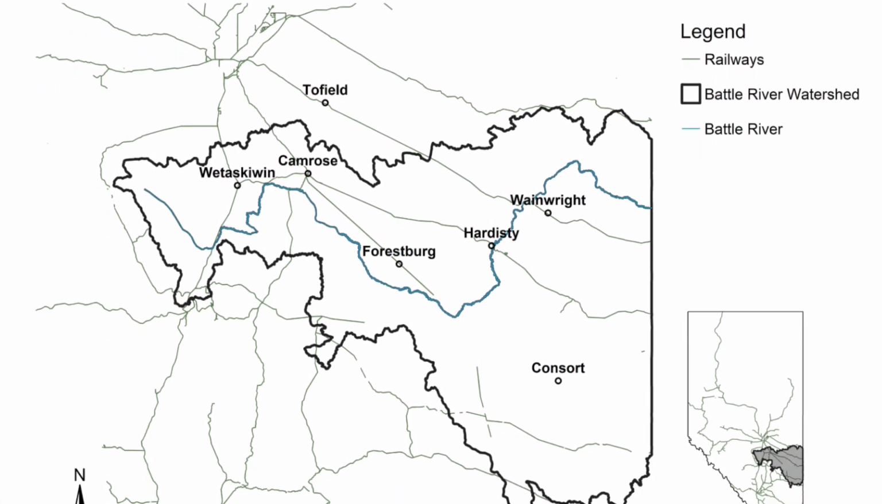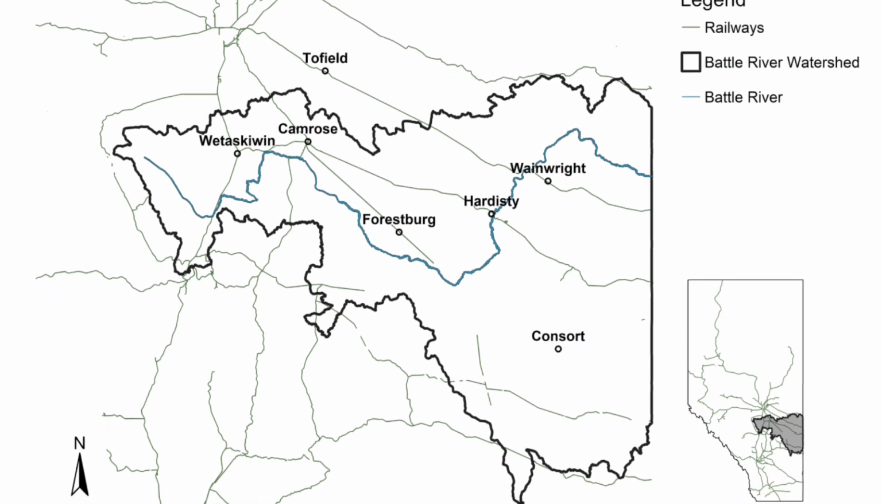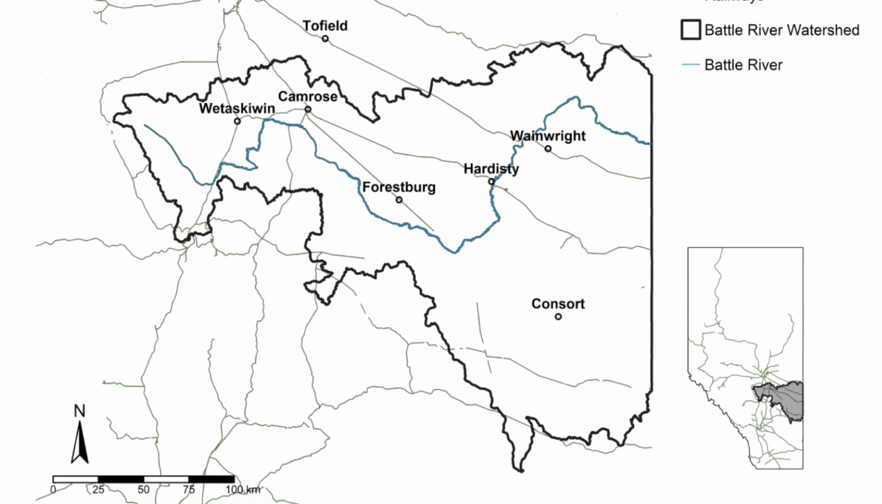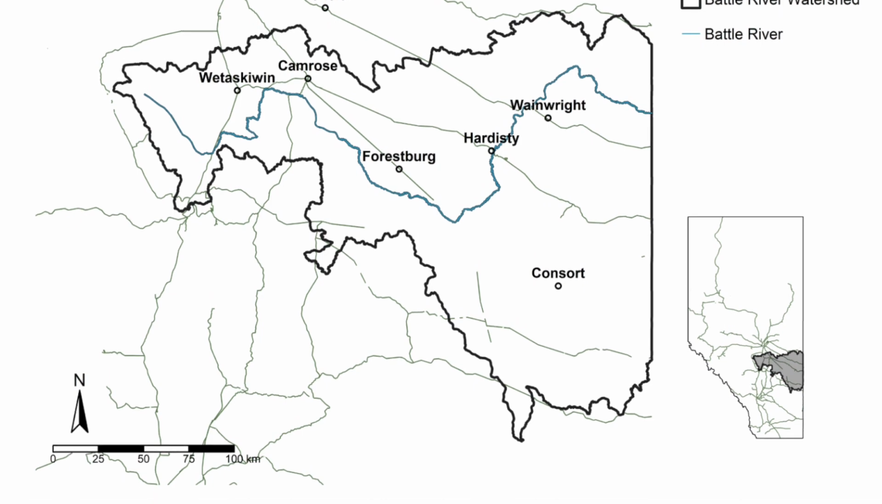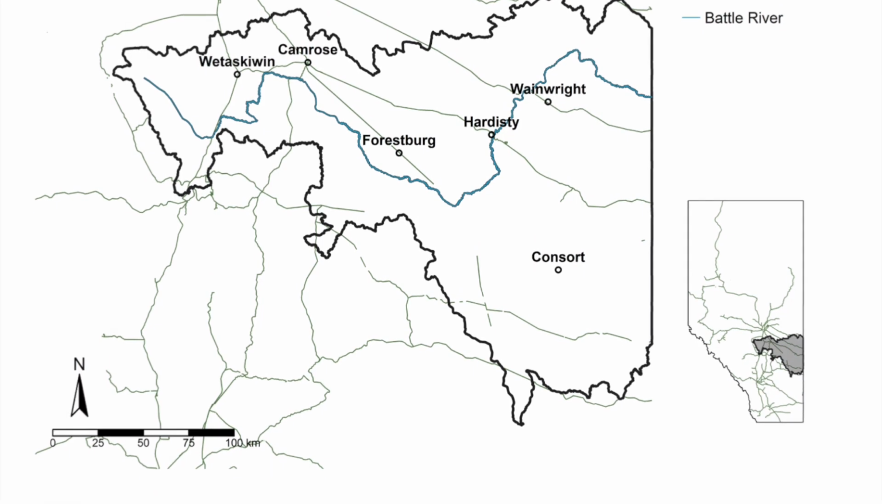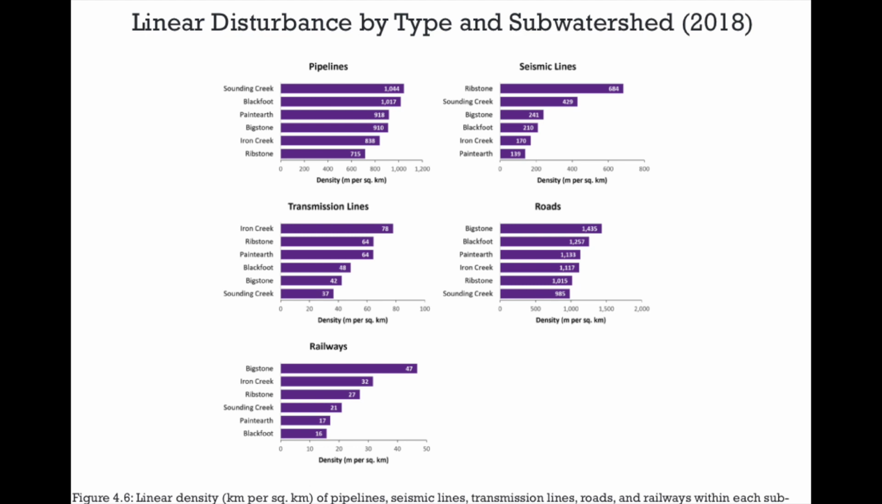The 2014 Human Footprint Inventory, compiled by the Alberta Biodiversity Monitoring Institute, records all of the linear developments in Alberta and organizes them into 5 categories: roads, transmission lines, seismic lines, pipelines, and railways. Figure 4.6 shows the linear disturbance by type and subwatershed. There are 6 subwatersheds within the Battle River Watershed study area.